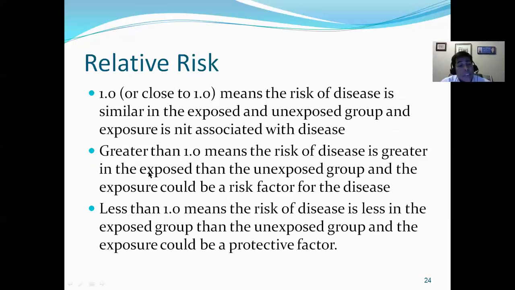So what happens then when the relative risk is greater than 1? Well, it means that the risk of the disease is greater in the exposed than the unexposed group. So remember, it's just the ratio of the two things, the exposed and the non-exposed. What happens then if it's less than 1? Well, it means that the risk of the disease is less in the exposed group than the unexposed group, and the exposure could actually be a protective factor, because it's not leading to the development of the disease.